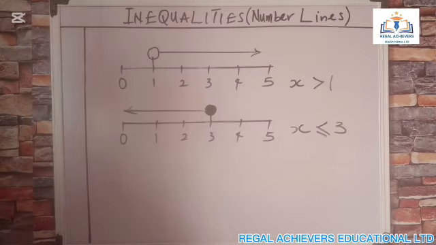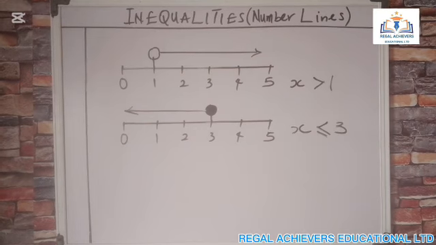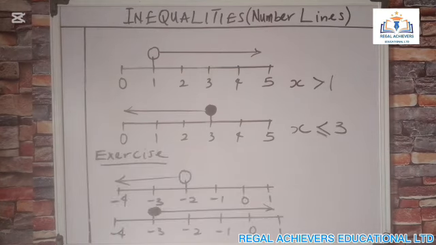And now I'll be giving an exercise. Please submit your answer in the comment box. For the exercise, we have 2 number lines. One is facing the left direction with a hollow circle. One is facing the right direction with a fully shaded circle. Submit your answer in the comment box. Thank you.